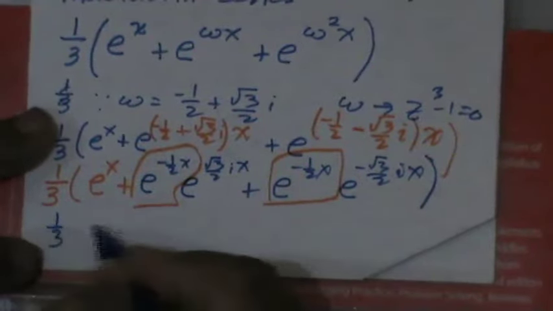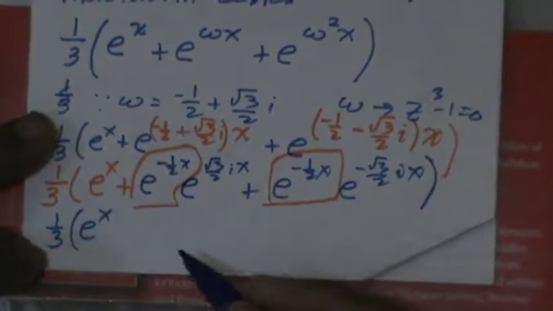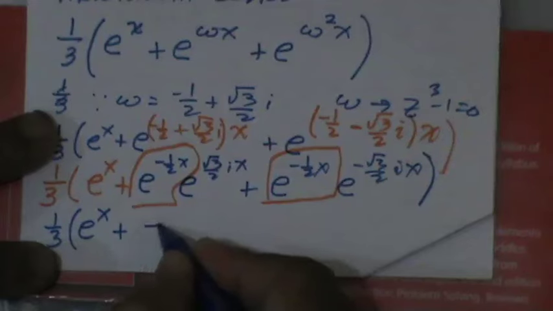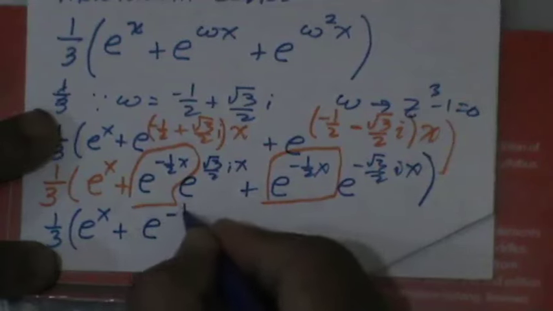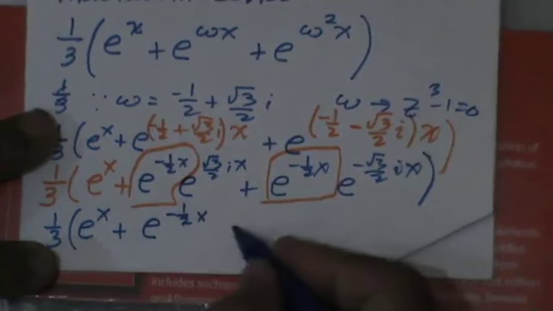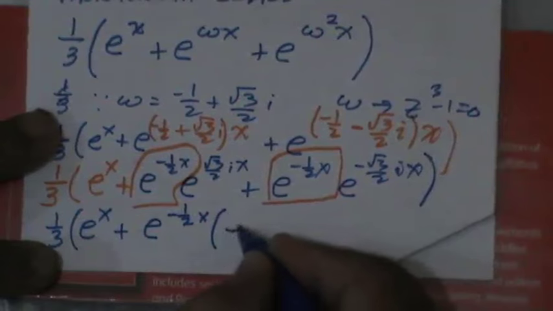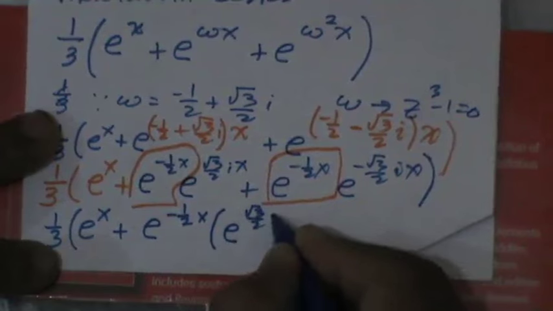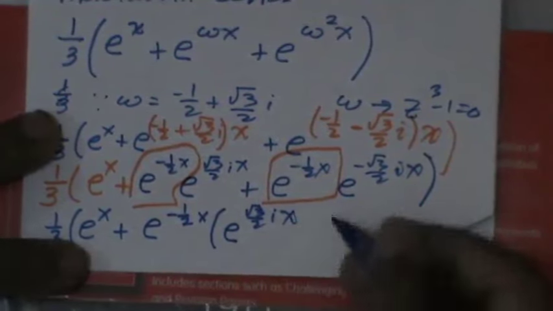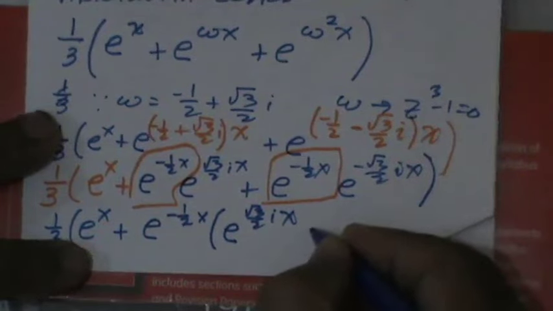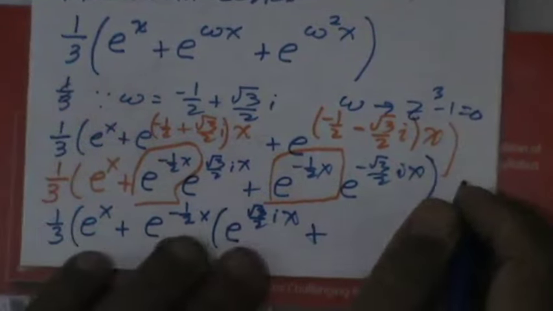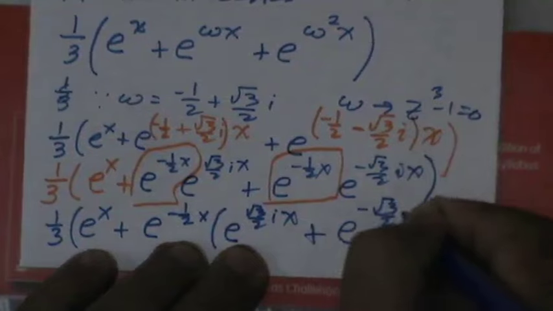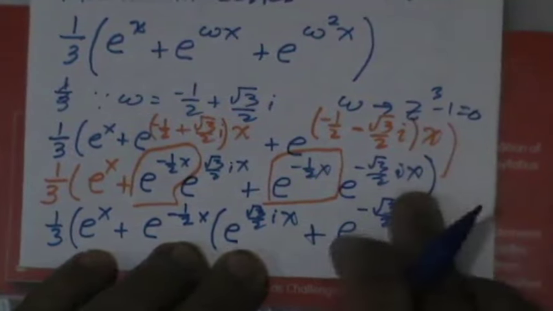So you have the 1/3 e to the x. Again, if you got dizzy with this question, all you need to do is relax for a while and watch the video again, until you get used to it. Times e, we're just factoring this out, the square root of 3 over 2 i x. This is now plus e to the negative square root of 3 over 2 i x. There you go.